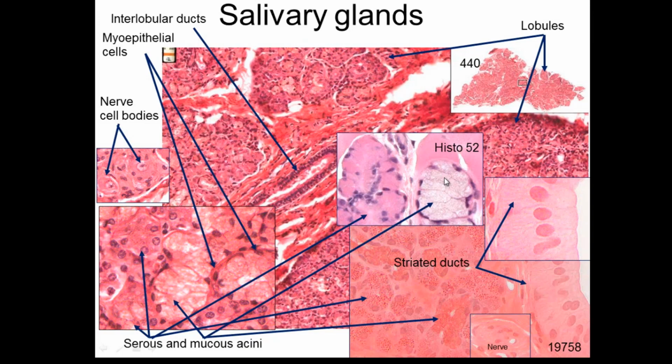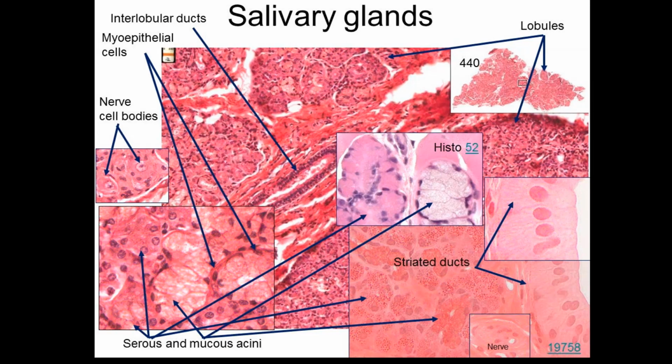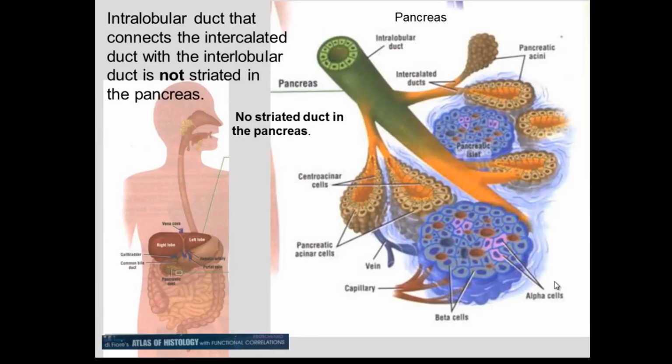This is a serous, this is a mucus, and here we see the striated duct with the lining up by the mitochondria. And in this particular one, we can see a nerve in through there as well as mucus and serous secretions that are there. The pancreas is the last organ, and here we can see some ducts in the pancreas.